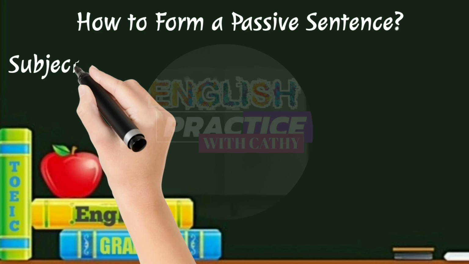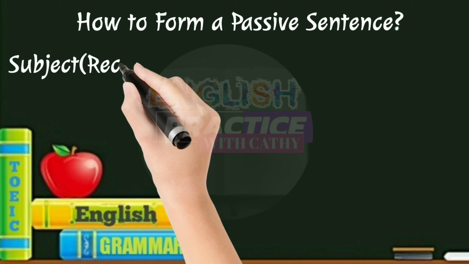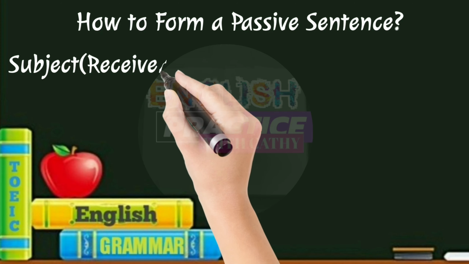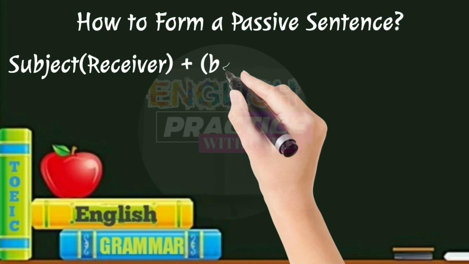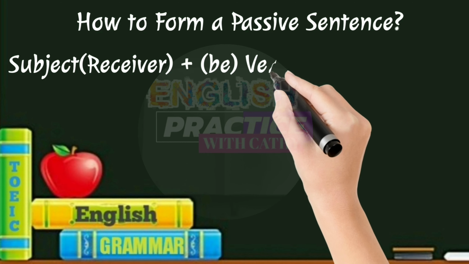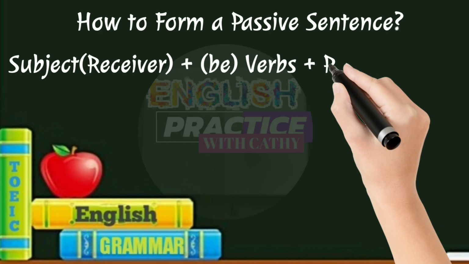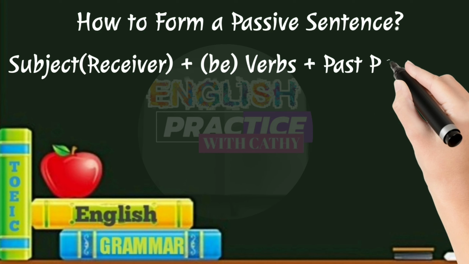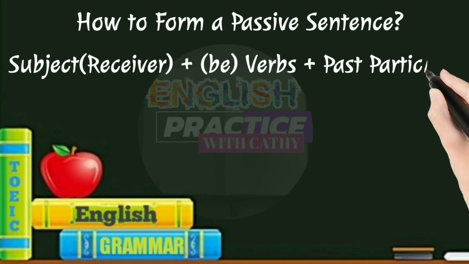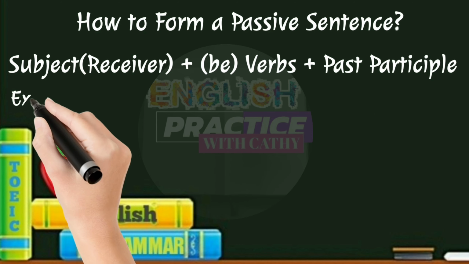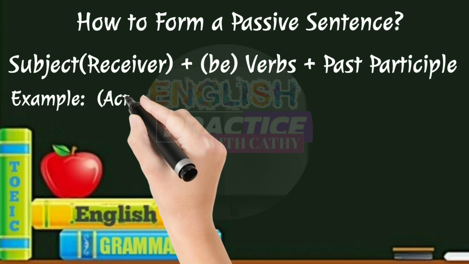To make a passive sentence, we need the subject. The subject there should be the receiver of the action, and it should be followed by the be verbs. The be verbs come in different forms depending on what you're trying to express. And of course, it's followed by the past participle of the verb.